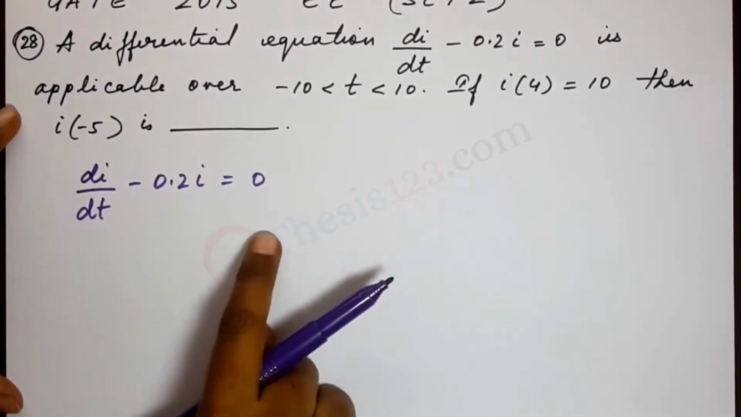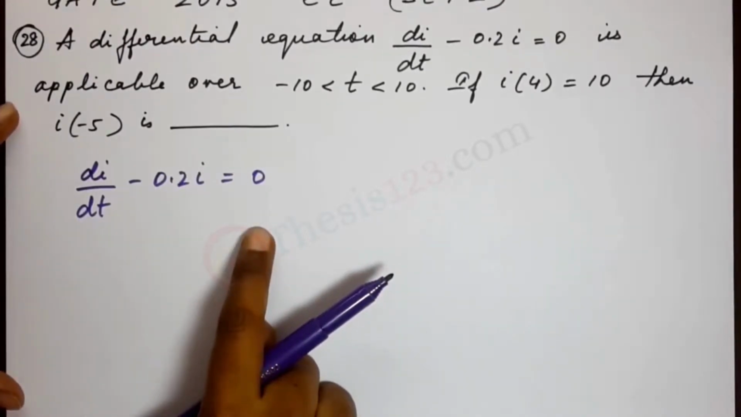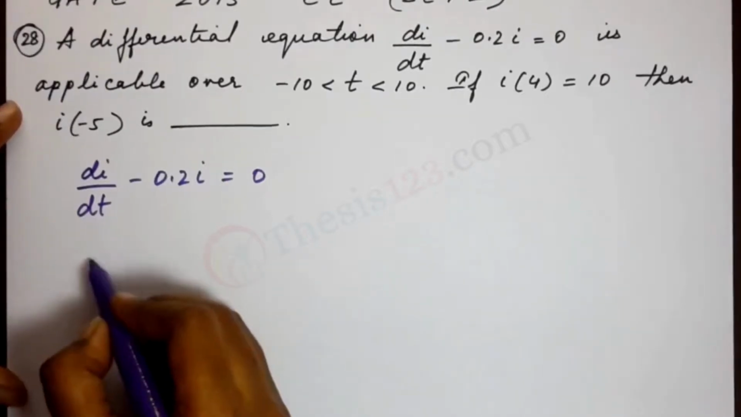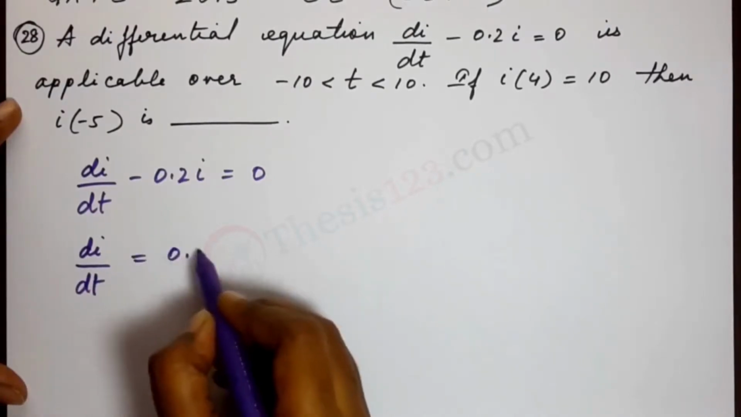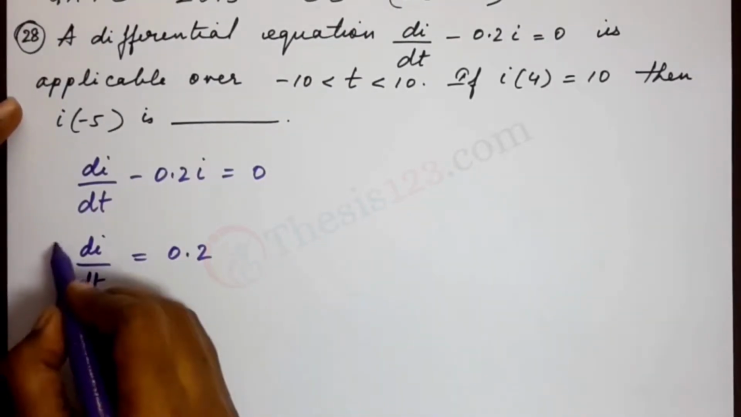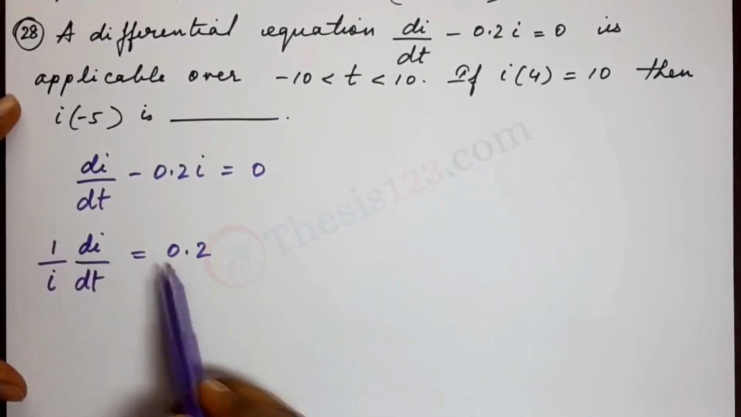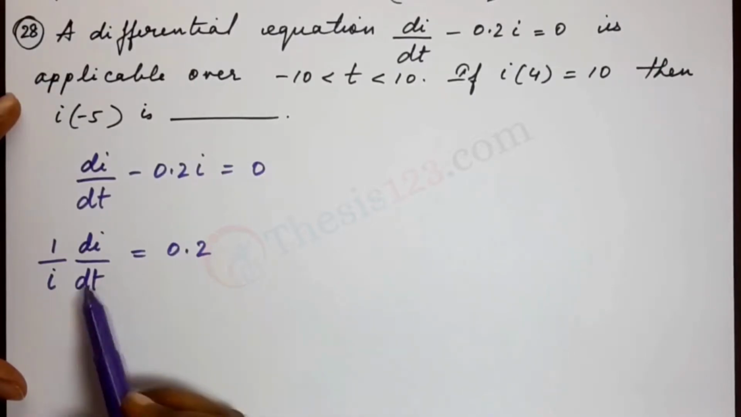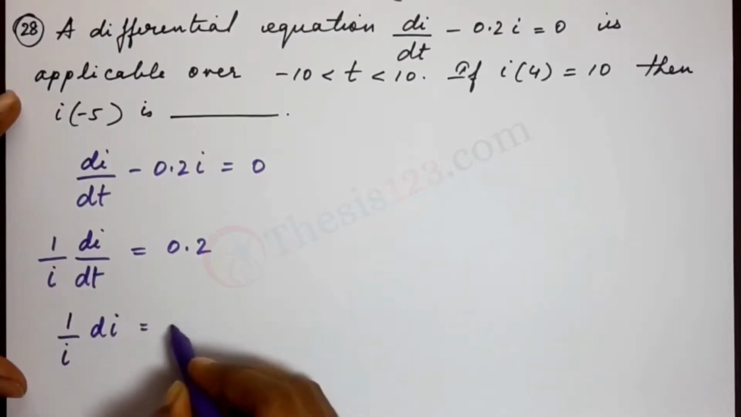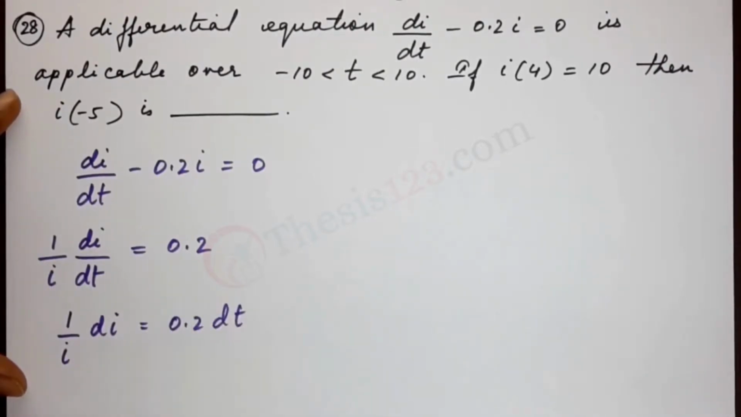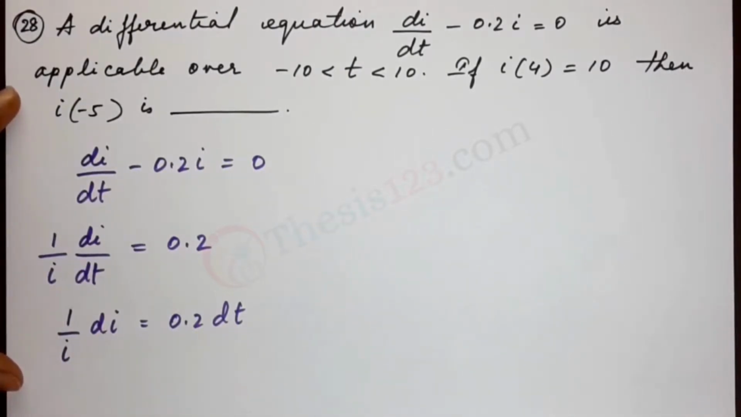Now in order to integrate this, let's separate the variables this way. I can write this as di by dt equals 0.2 I, and I'd write 1 by I here. So that's 1 by I, di by dt equals 0.2. Now I'm going to take dt to the other side. 1 by I di equals 0.2 dt. Now we can integrate on both sides. Let's do that.